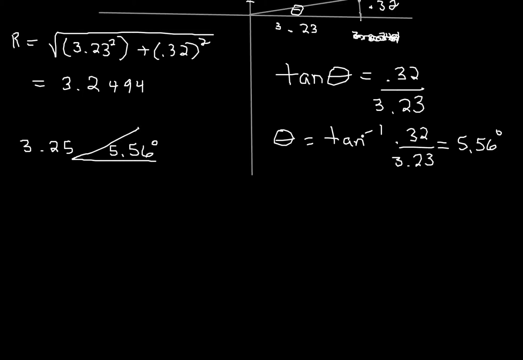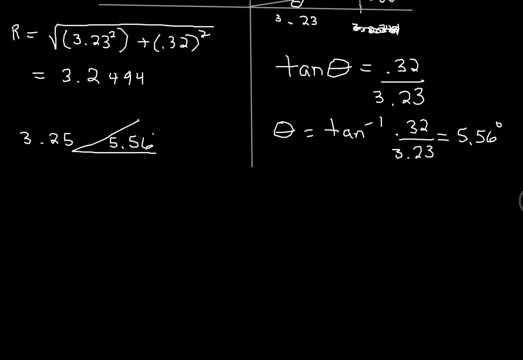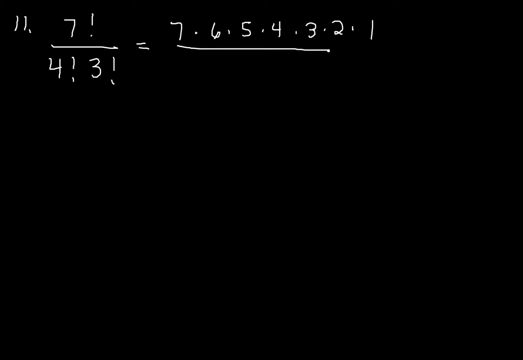We are on number 11. I'm going to just do this one because I don't know if the new people ever learn to do factorials. It is a favorite in our class. 7 factorial over 4 factorial, 3 factorial. What factorial means is you say 7 times 6 times 5 times 4 times 3 times 2 times 1. 4 factorial would be 4 times 3 times 2 times 1. And 3 factorial is 3 times 2 times 1. You can cross out the factors. So 4, 3, 2, 1 goes with 4, 3, 2, 1. 3 times 2 is 6, and so we're going to get 35 is our final answer.